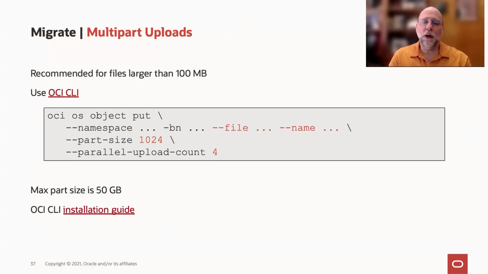Now, a couple of things about uploading those files. I mentioned that uploading the dump files is going to be one of the longer parts of your migration process. There are ways to make it shorter and make it more robust. The first is that you should use multi-part uploads for any files that are larger than about 100 megabytes.